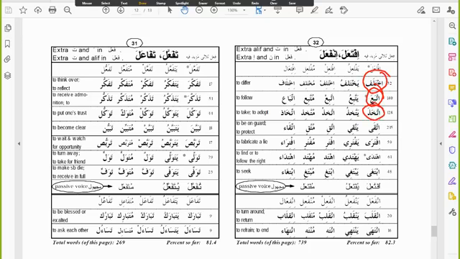Ittakhadha, to adopt. So here, mukhtalif, different, meaning the person is different. Muttabi', the person is following, because this means to follow. Ittakhadha, muttakhidh, the person himself is adopting. And ikhtilaf is difference. Ittiba' is following.